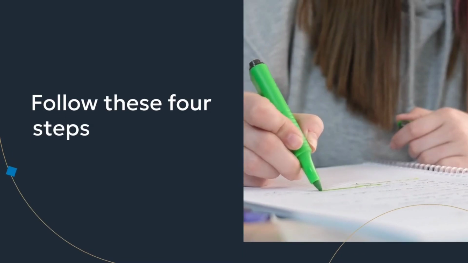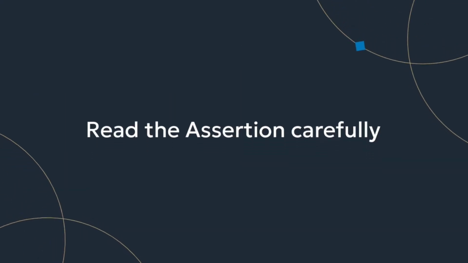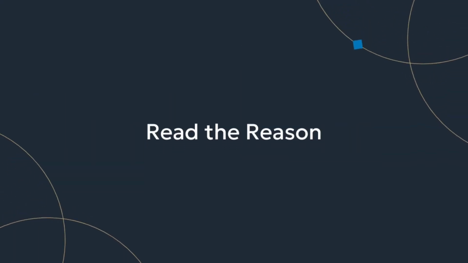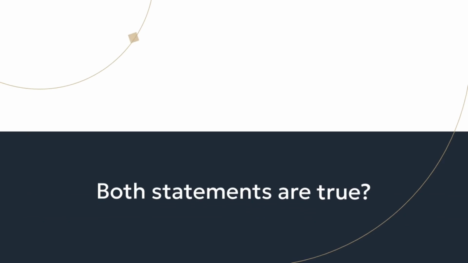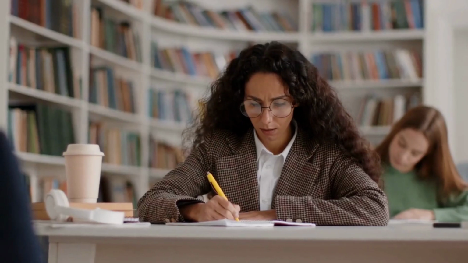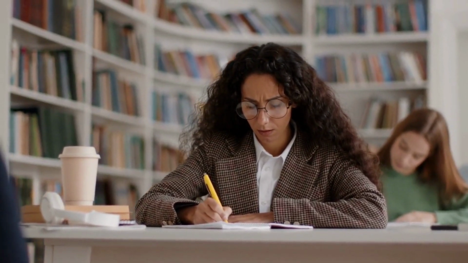Follow these 4 steps. First, read the assertion carefully. Next, read the reason with equal attention. Then, check if both statements are true. Finally, decide if the reason logically explains the assertion.